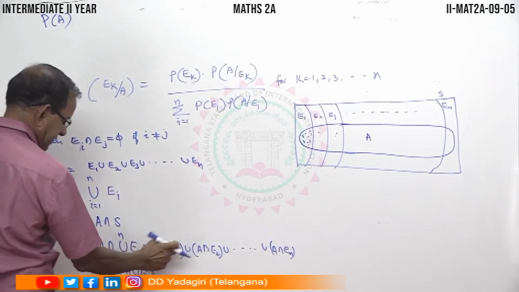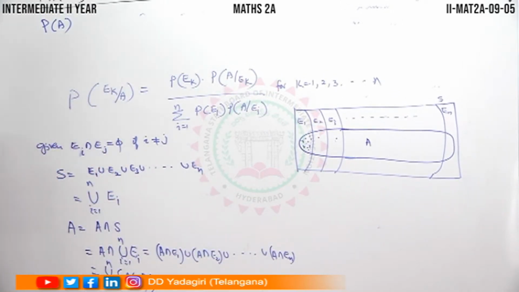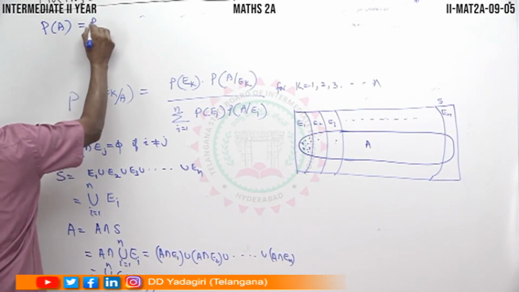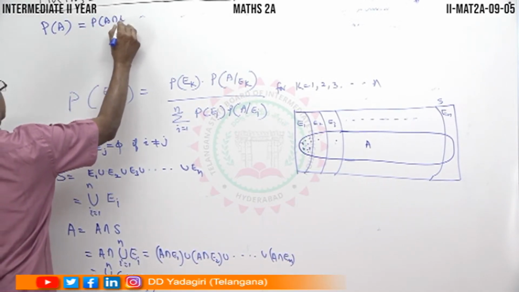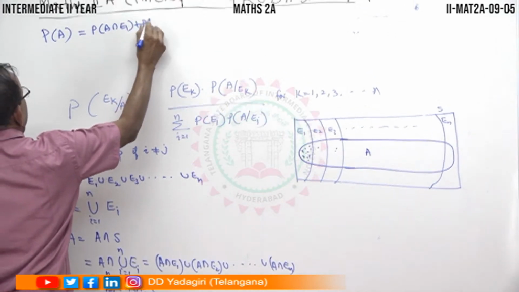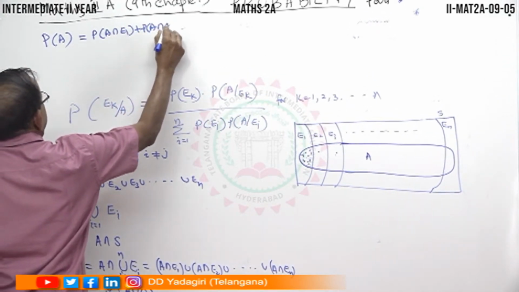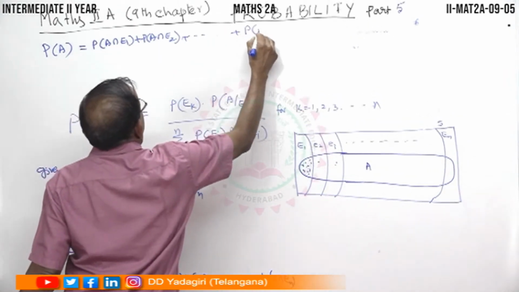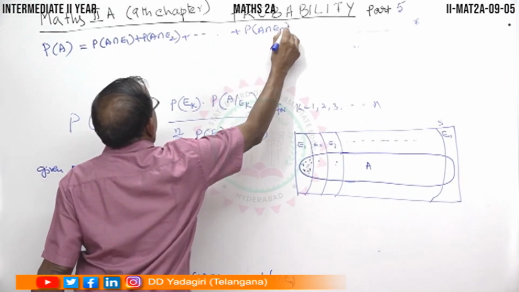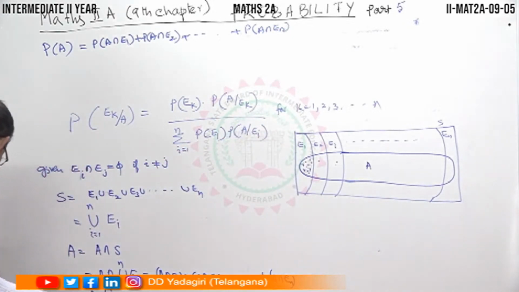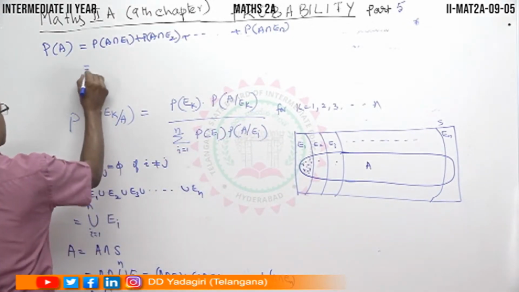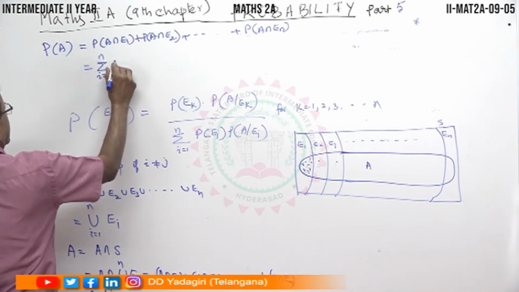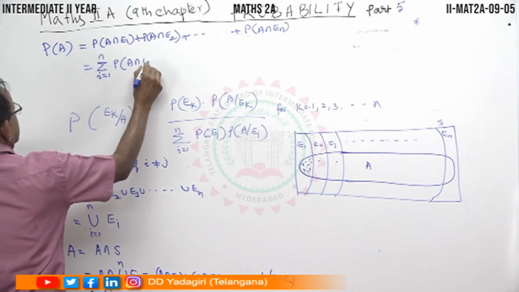Now P of A is the probability of A. P of this plus P of this plus P of this, everything. So that is P of A intersection E1 plus P of A intersection E2 and so on plus P of A intersection En. But simply you can write it as sigma i is equal to 1 to n P of A intersection Ei.